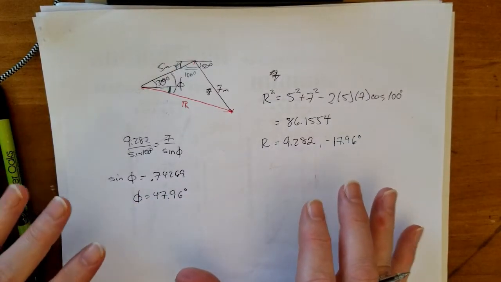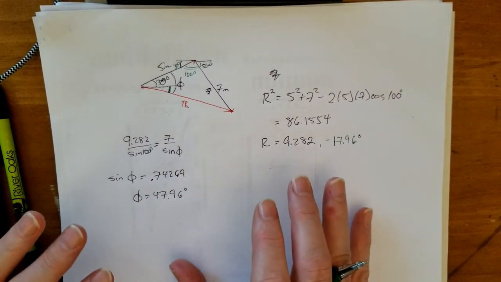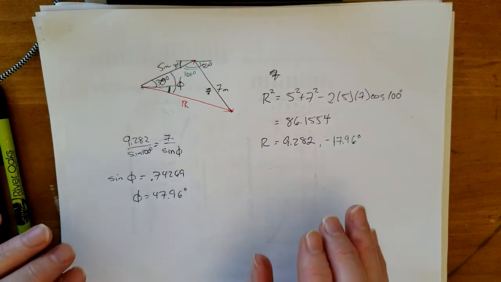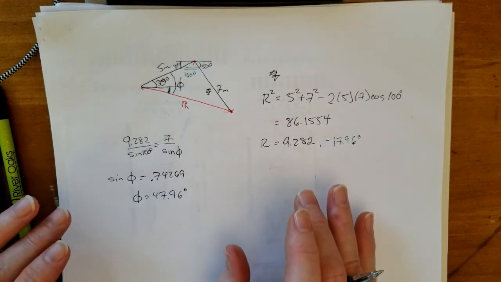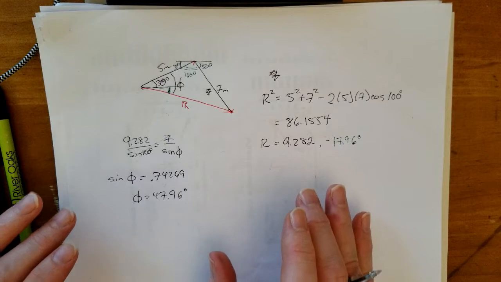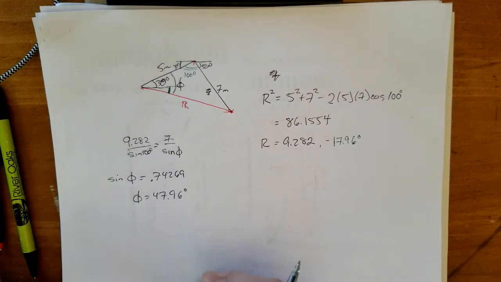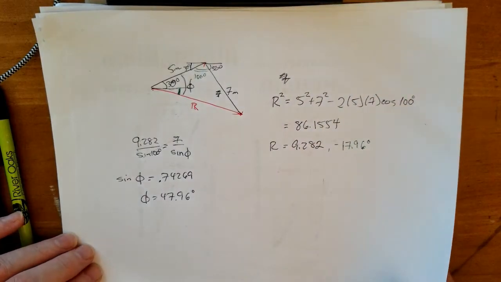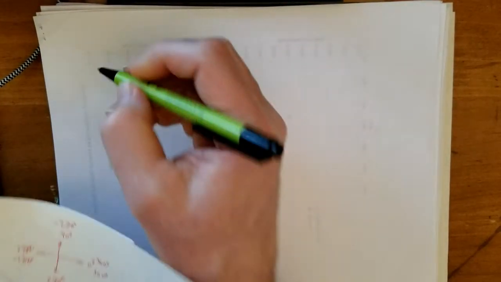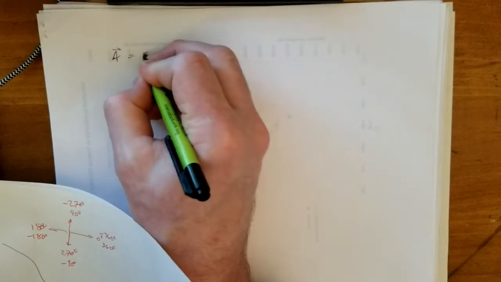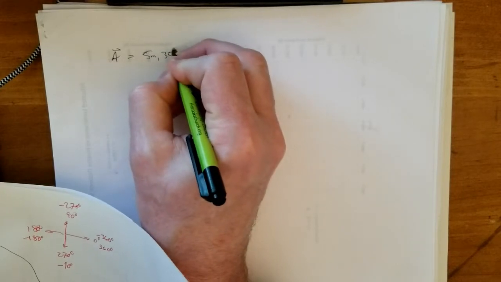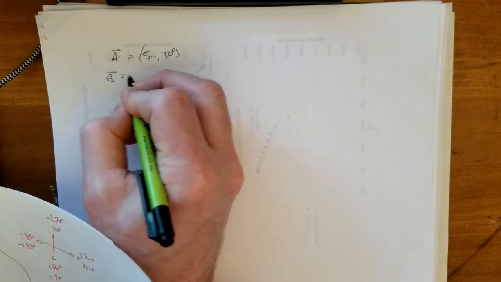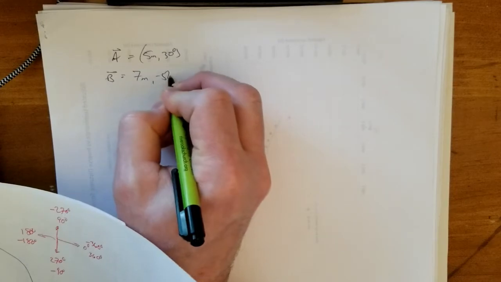Given the presentation here, this was fewer steps than doing what I did before. However, there are a couple of careless errors that I almost made doing it this method. And personally, I'm less apt to make careless errors doing it the other way. All right. A third method for solving this analytically. Again, let's start with the same two vectors. I have A, which is 5 meters 30 degrees, and B, which is 7 meters negative 50 degrees.